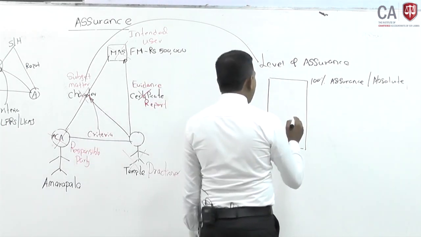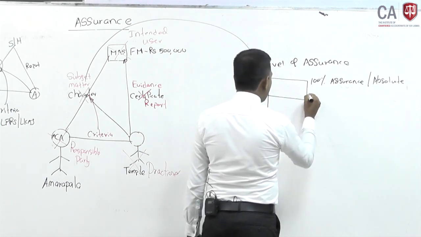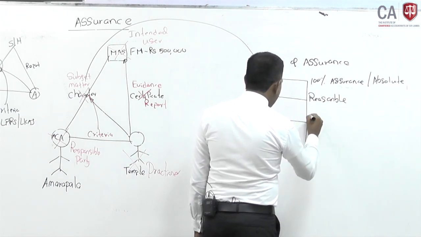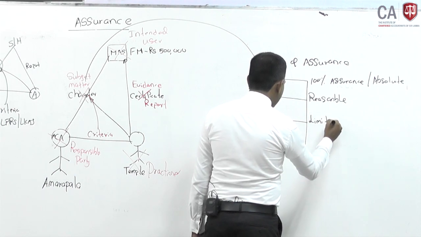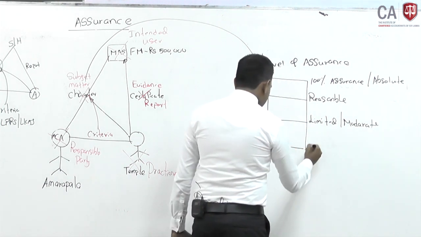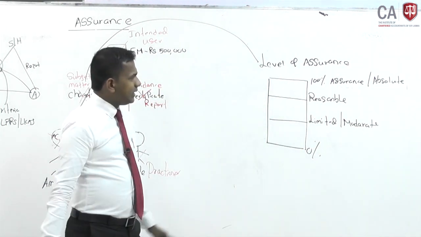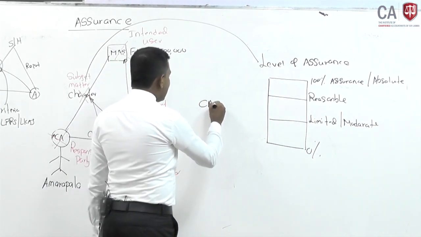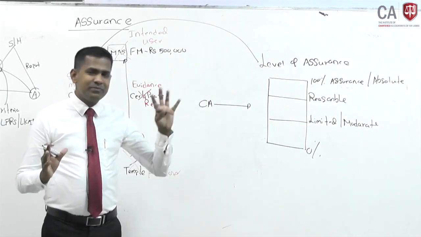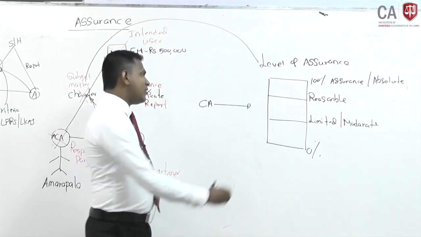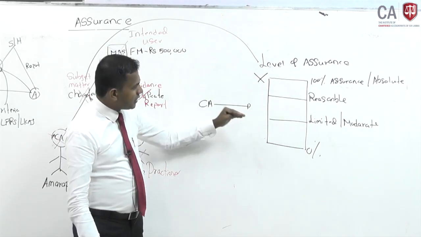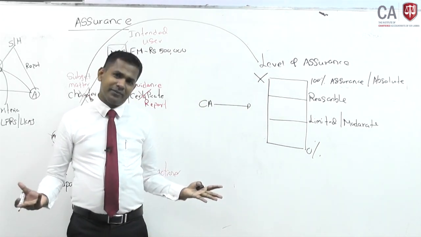Right. So generally in assurance, there is another level called reasonable. Another level called limited, which we call moderate. Another level called zero. So that means, being a practicing chartered accountant or any other practitioner, there are four options for you to tell on any subject matter. One is absolute assurance, which is not possible in this world. The next is reasonable, the next is limited, and the next is no assurance provided.